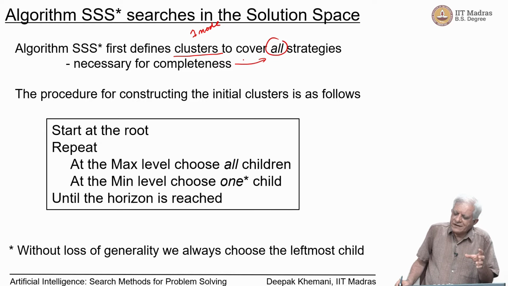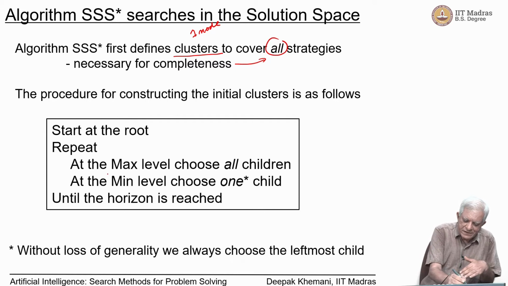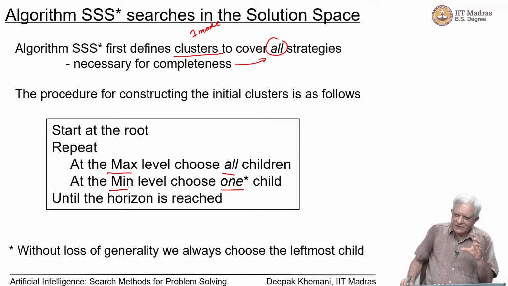Now, you can see that this is the opposite of the definition of a strategy. We are also constructing a subtree, but in our subtree we are choosing all children at max level, and we are choosing one child at the min level. Whereas, a strategy, if you remember, is a subtree in which you choose one child at the max level and all children for the min level. So, there should not be any confusion between these two things.